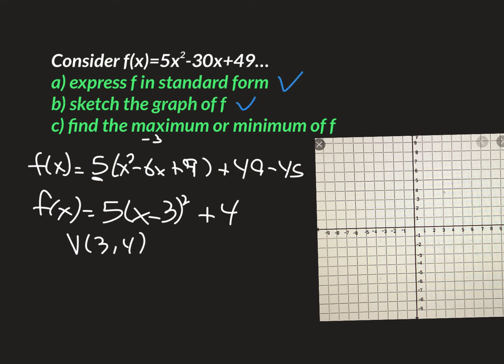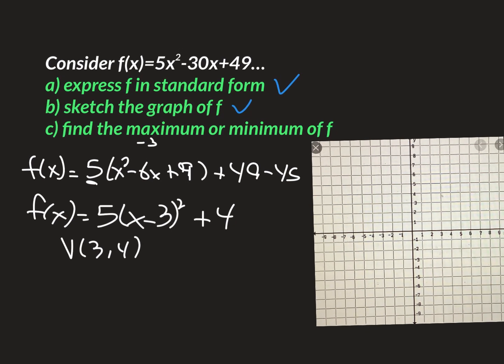3, 4 right there. It's a positive 5 in the front, so technically I would go right 1, up 5, left 1, up 5, like that. It would be a very skinny parabola because the bigger the number in the front, the more you vertically stretch it, the skinnier it gets. And then part C says, what's the maximum or minimum? Now this one has a minimum, so you need to label which one it is. It has a min. And remember, the minimum or maximum value is the y-coordinate of the vertex, so the minimum value is 4. The minimum of that parabola is at 4 right there.